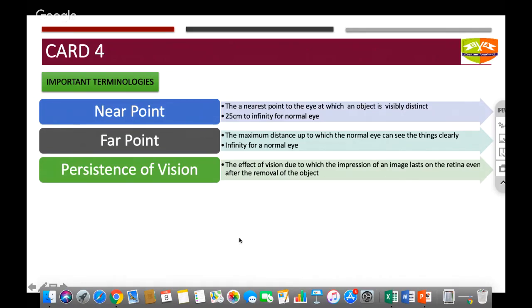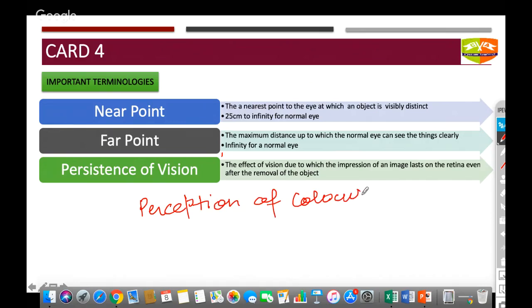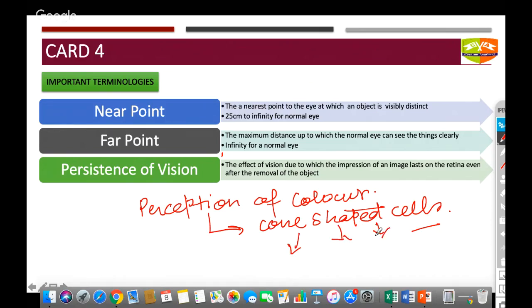One thing I would like to discuss here, guys, is important. I am teaching you a topic which is called perception of colors. I told you that perception of color is with the cone shaped cells. Brightness is through rod shaped cells. And there are three types of cones. In cone shaped cells there are three types, and these three types are for three primary colors. So what are the three primary colors? Red, green, and blue.